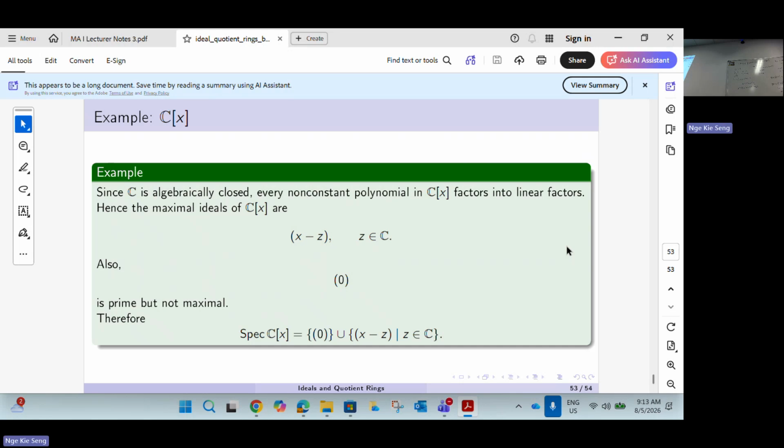Then the spectrum of the complex polynomial ring is like this, a union. The spectrum is made of prime ideals generated by one element like this. Every polynomial we can factorize like this.